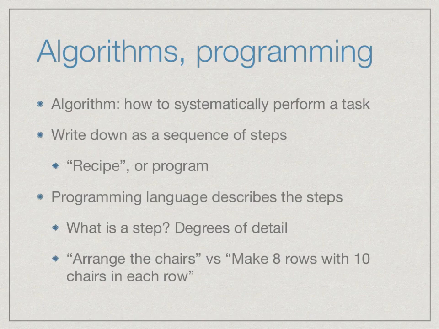Now, depending on the expertise and the experience of this group of people, you can describe this algorithm at different levels of detail. For instance, an instruction such as "arrange the chairs" would make sense if the people involved know exactly what is expected. On the other hand, if this is a new group of people who have never done this before, you might need to describe the step in more detail. For instance, you might want to say, "arrange the chairs in 8 rows and put 10 chairs in each row." So the notion of a step is subjective. It depends on what we expect of the person or the machine which is executing the algorithm. And in terms of that capability, we describe the algorithm itself.